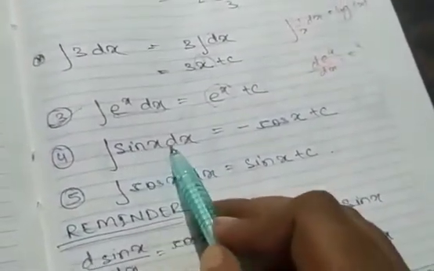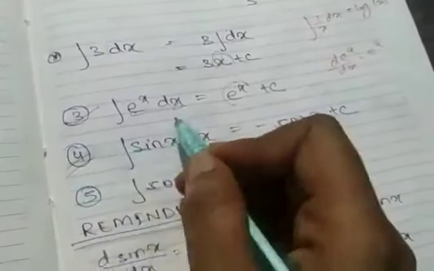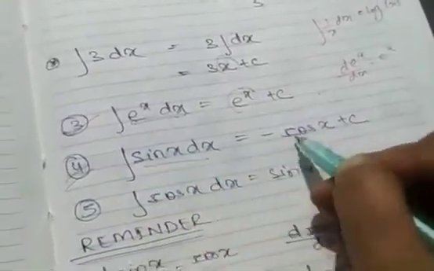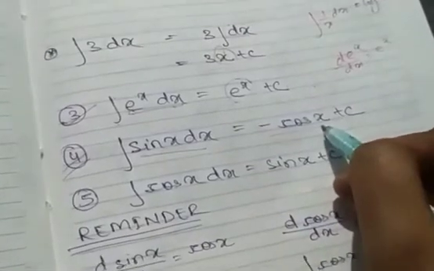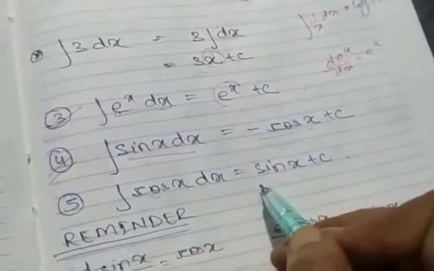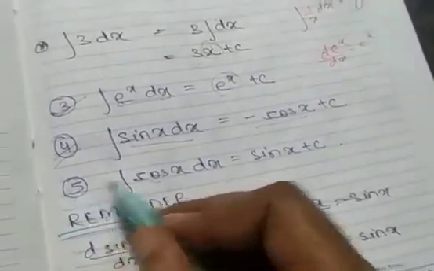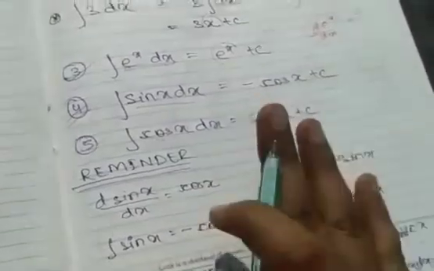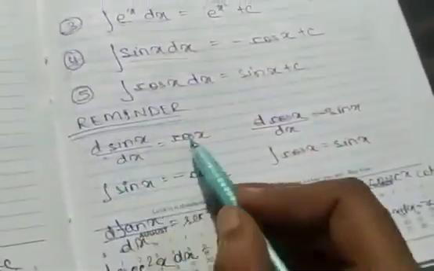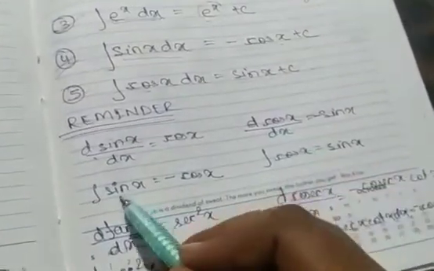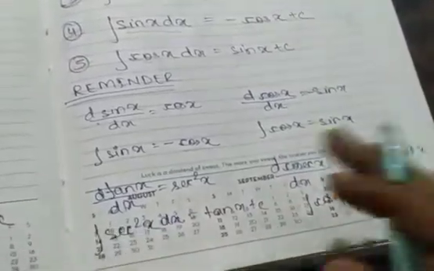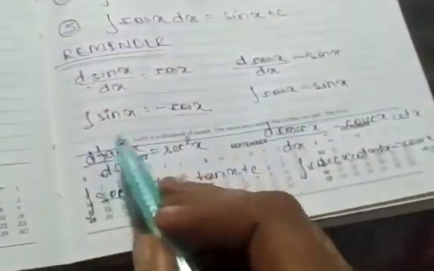Then sin x, see, this one is very important. Sin x differentiation was cos x. But when I integrate sin x, see what I am getting? Minus cos x. In the same way, when I differentiate cos x, we used to get minus sin x, but here when I integrate cos x, I will get only sin x. This is the only important thing about trigonometric functions. Differentiation of sin x was cos x, now integration of sin x is minus cos x. Differentiation of cos x was minus sin x, but integration gives sin x. Other things also work in the same way.